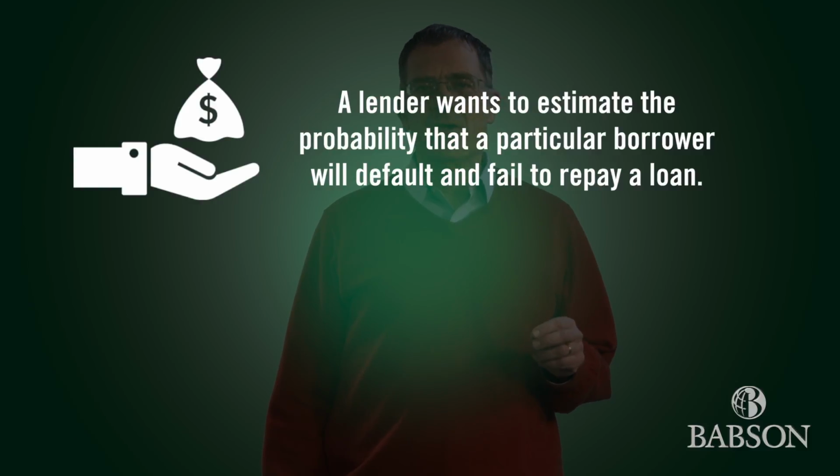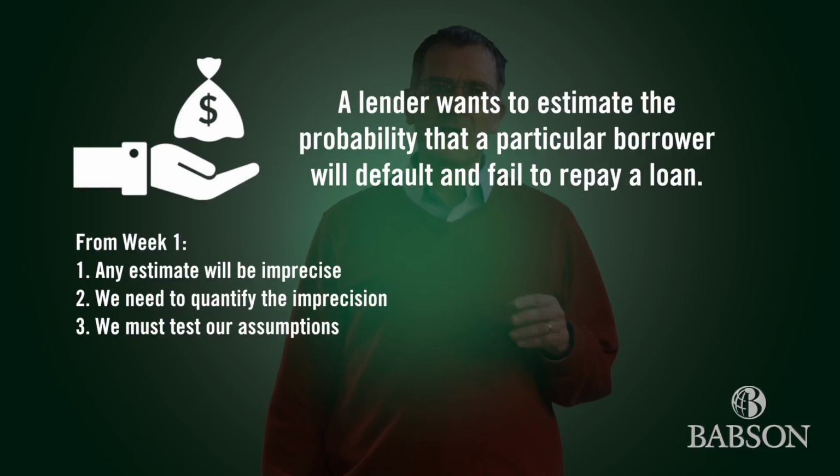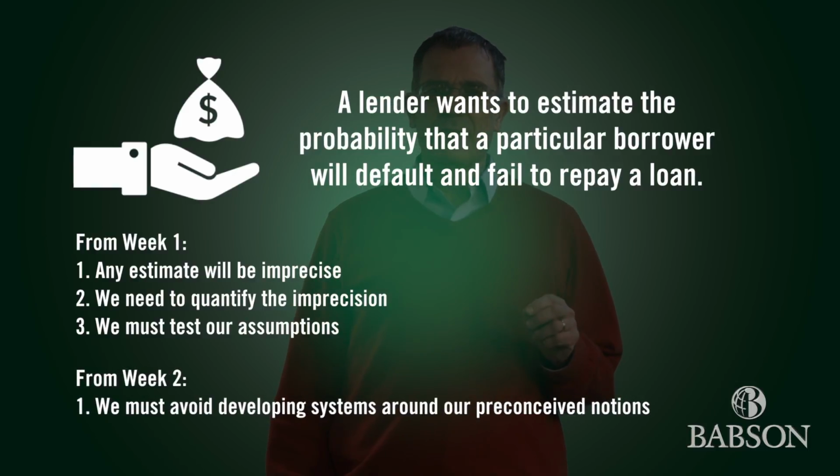repay a loan. From our study in Week 1, we know that any such estimate will be imprecise, so we'll want to quantify that imprecision. We also know we need to test our assumptions to make sure the model is appropriate. From our knowledge of decision-making processes in Week 2, we know that we have to avoid developing a system that merely mirrors our own preconceived notions rather than truly adding knowledge.